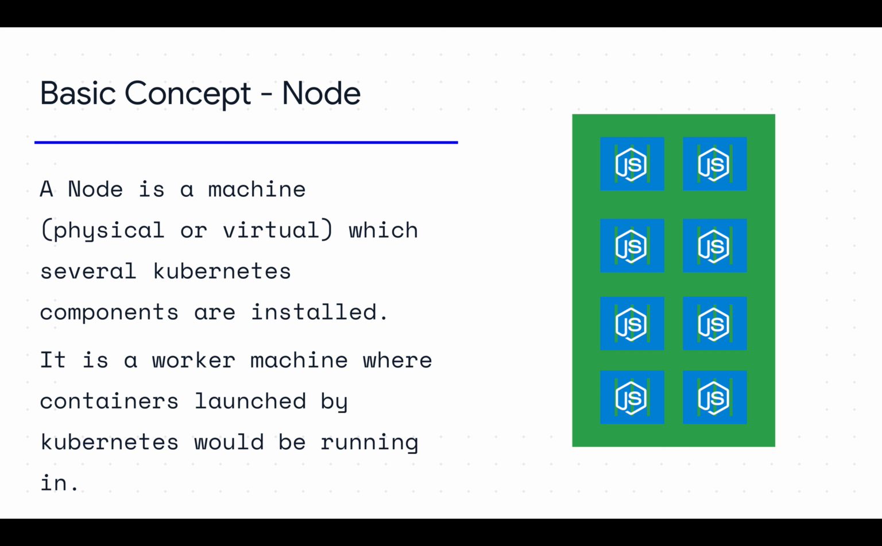When you get familiar with Kubernetes, you are going to be hearing terms like nodes. A node is a virtual machine. It could be physical, but most often than not, it's a virtual machine which several Kubernetes components are installed in. And we have two types of nodes. We're going to be talking about the second type of node in a bit, but a node in general is just a virtual machine which several components of the Kubernetes itself runs on.